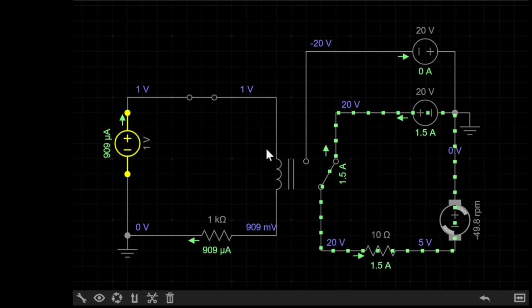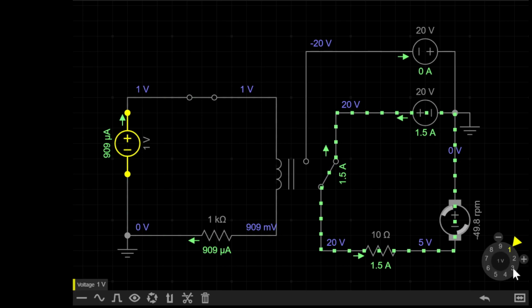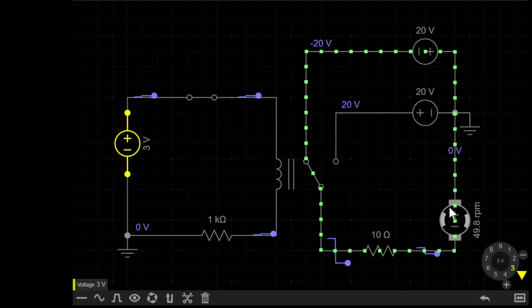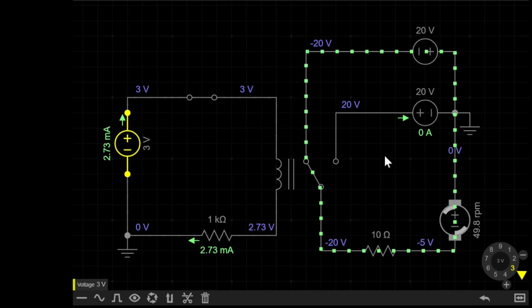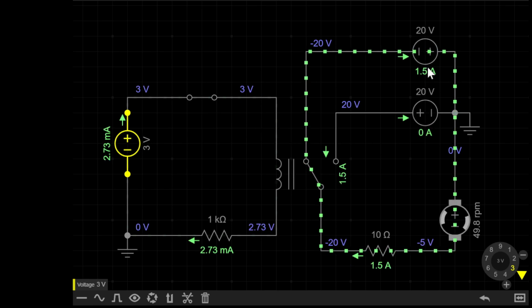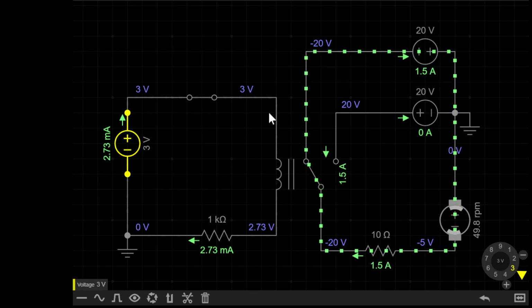However, if I increase the voltage over that 2 volt threshold, you can see the motor begins to spin the other direction. What I have here is the relay switching between 2 different power supplies that are the other way around. Notice that the current on the secondary circuit side here is 1.5 amps, which is quite a lot of current, where we only have a few milliamps on the primary.